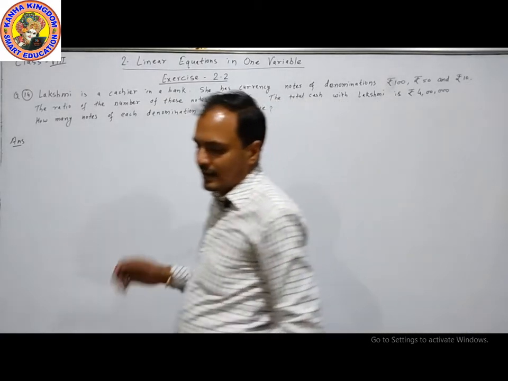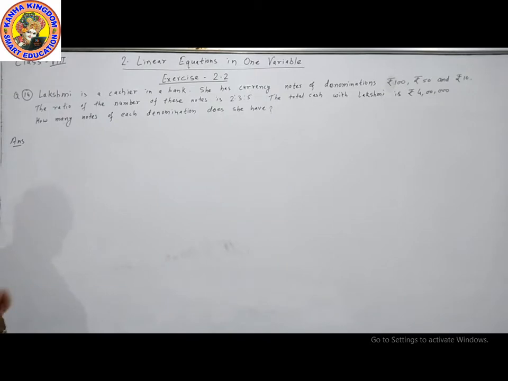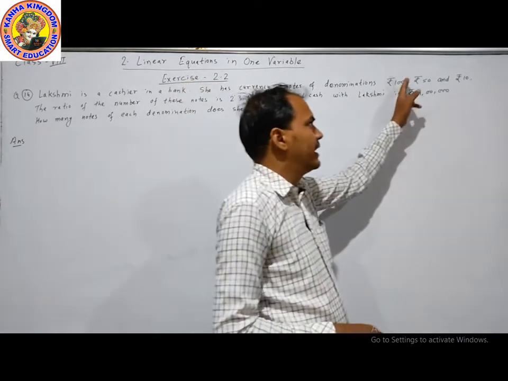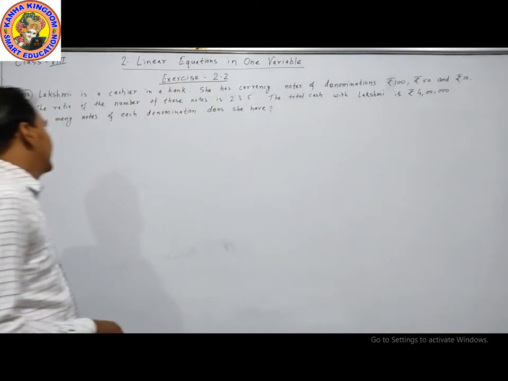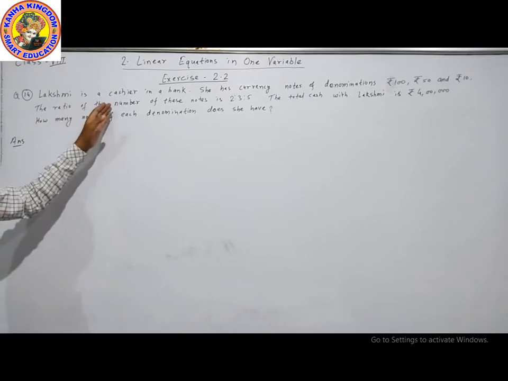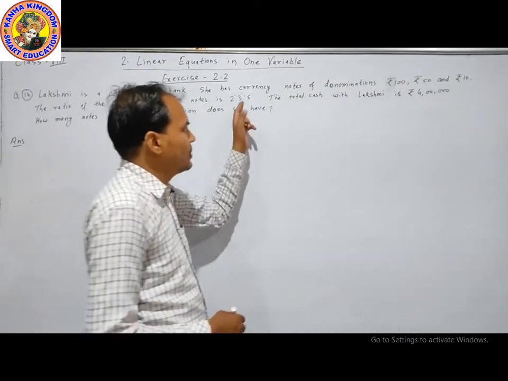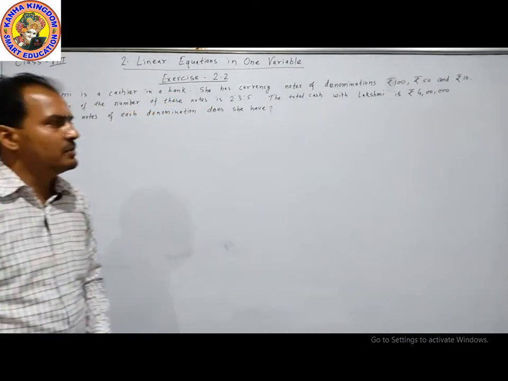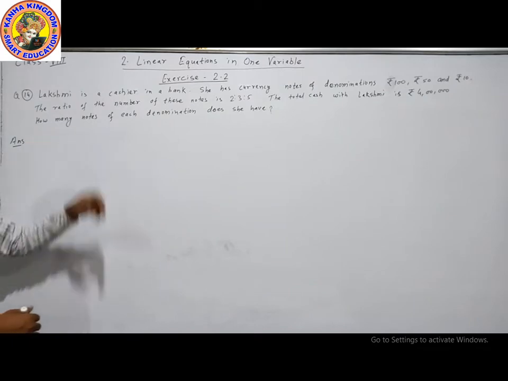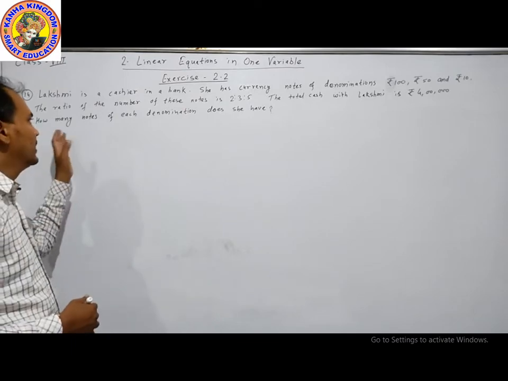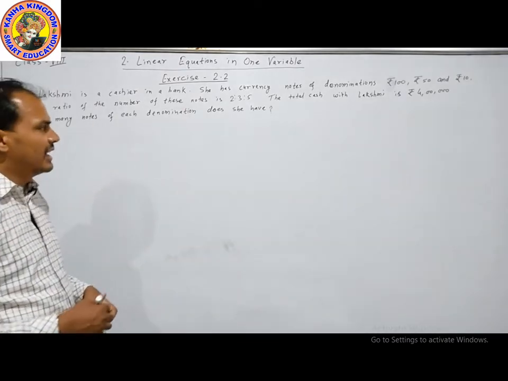So student, our next question is question number 14. Lakshmi is a cashier in a bank. She has currency notes of denominations rupees 100, rupees 50 and rupees 10. The ratio of the number of these notes is 2:3:5. The total cash with Lakshmi is 4 lakh. How many notes of each denomination does she have? How many notes does she have?